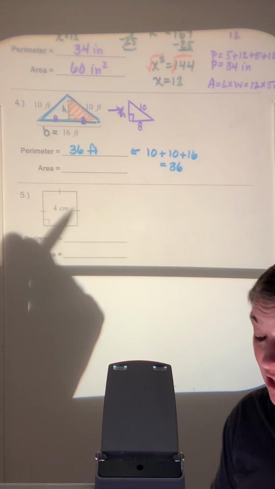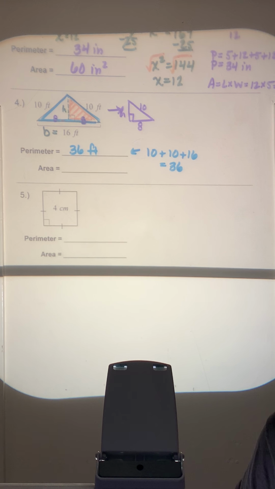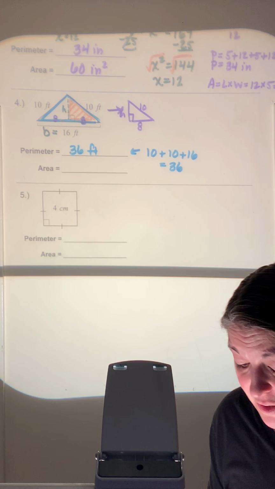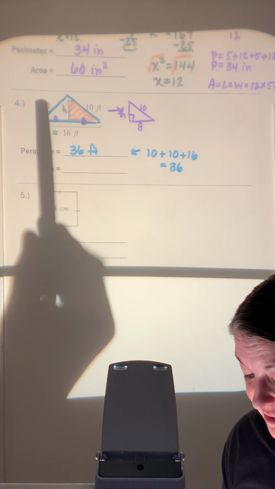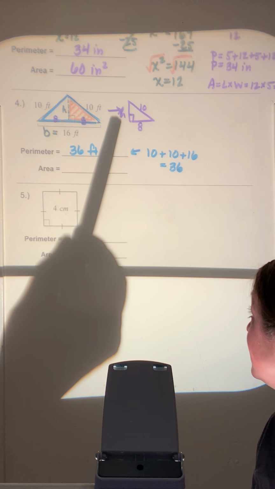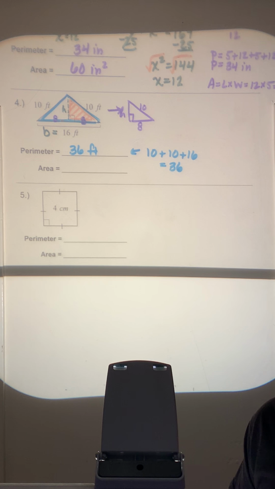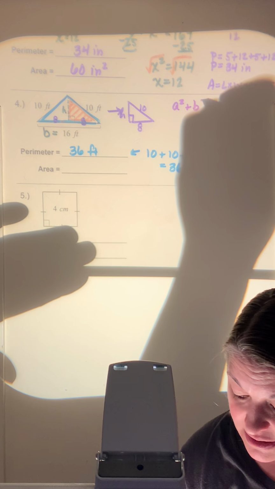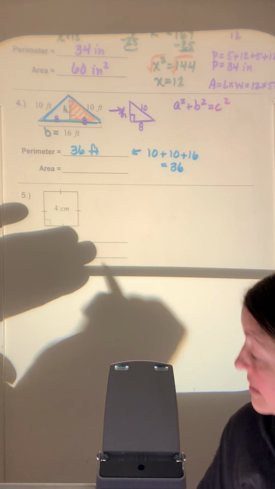Okay, now I'm sure a lot of you guys probably would have just done that because it looked right, but just to tell you, you are right, okay? Because this is isosceles, this height actually comes down and breaks this up in half. So this is what we're using for our Pythagorean theorem. So again, that's a squared plus b squared equals c squared.